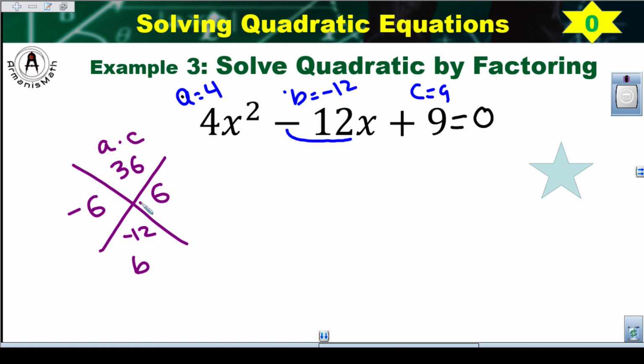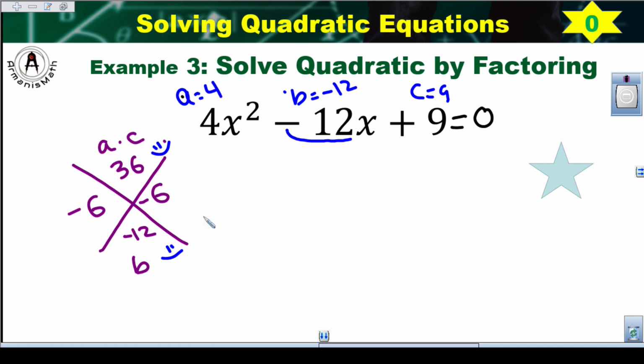So maybe it's negative 6, negative 6. Oh, okay, that works, because negative 6 times negative 6 is positive 36, and negative 6 minus 6 is negative 12. So it's going to work for both of them. I've got a happy face here, that works, and a happy face down here. That means it is working.